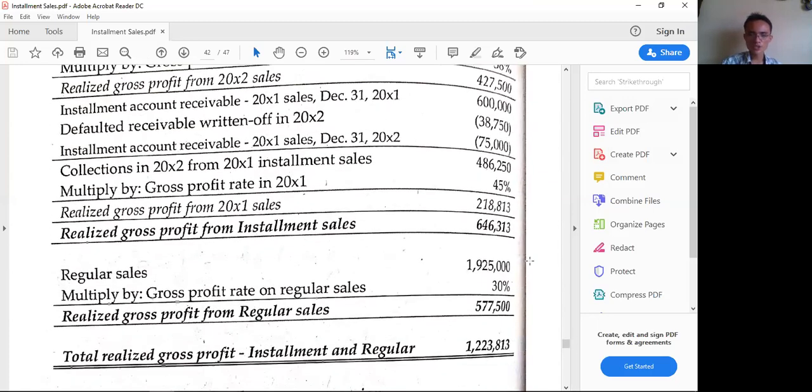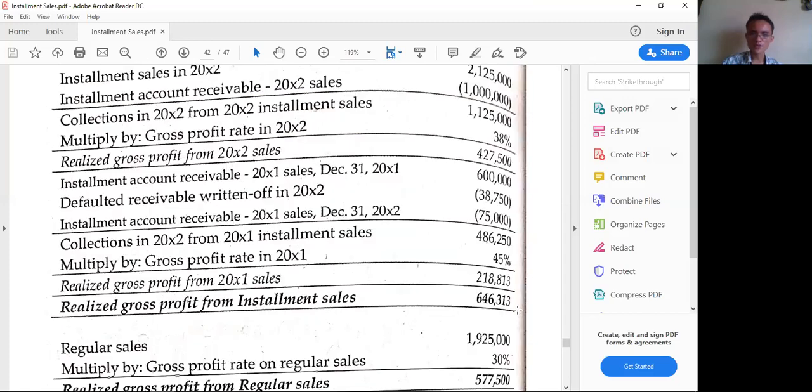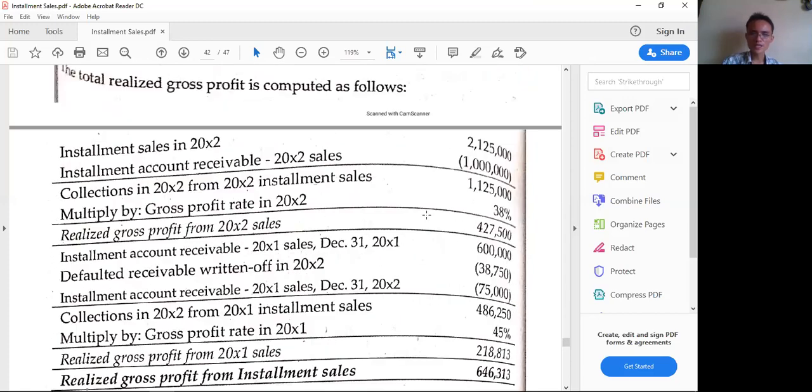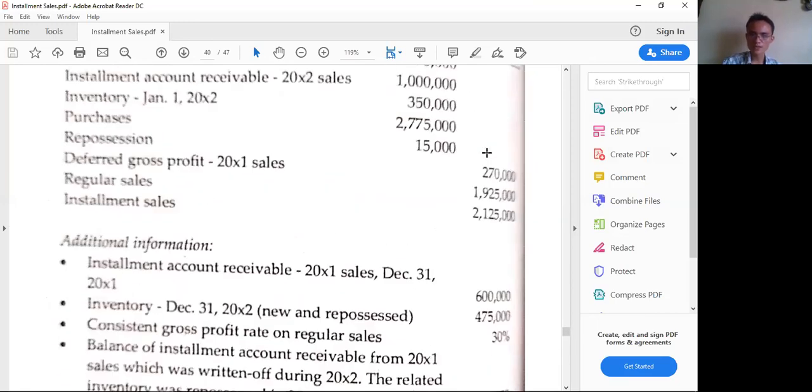Firstly, we should know how much is the realized gross profit from regular sales. I will get that first. This is given times 30%, which is also given. That's the realized gross profit for regular sales. What about for installment sales? We have here 2,125,000, that is given. Let's go back to the problem.